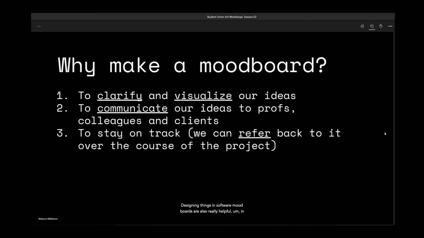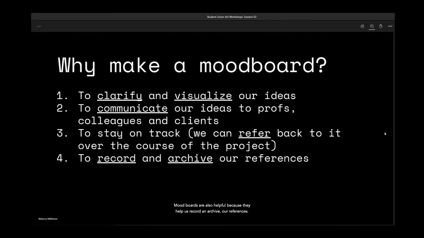Mood boards are also really helpful to help us stay on track with our own design. So once you've created a mood board, it's useful to keep it next to you as you design to make sure you're on track with your vision. Now, of course, I'm not suggesting that you don't adapt things as you design and as you react to the concrete elements that are developing, but it can help you focus your design work. Mood boards are also helpful because they help us record and archive our references.